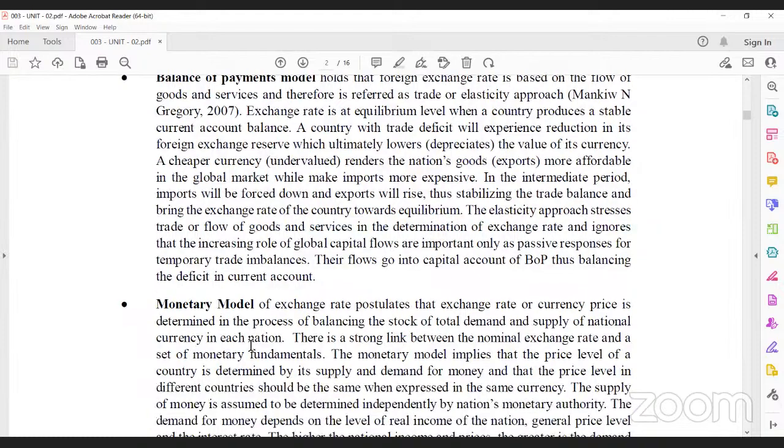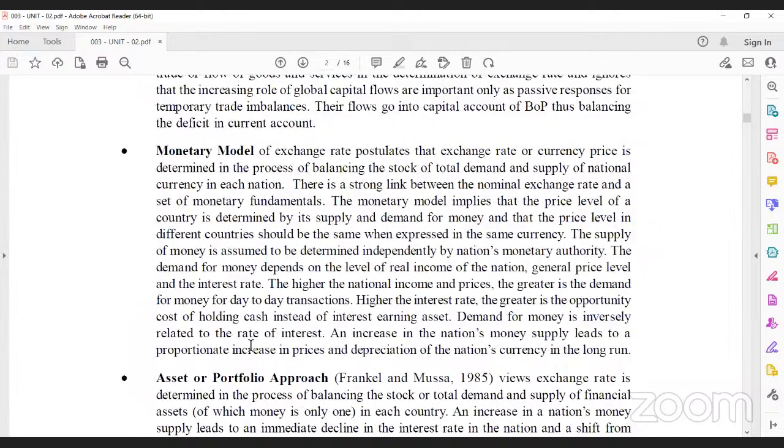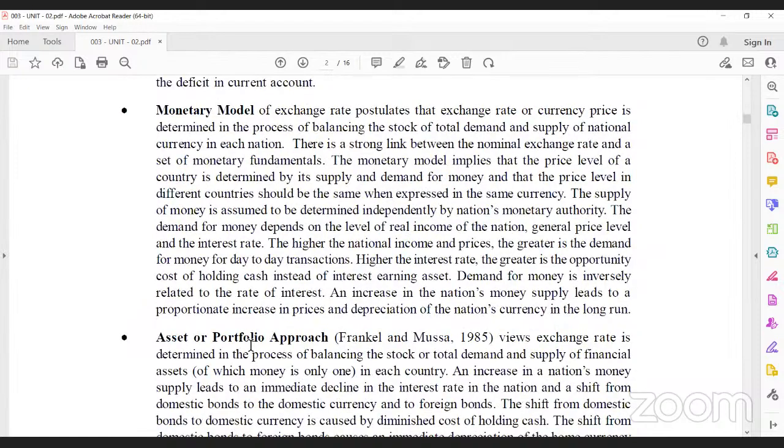Then we have the monetary model. This monetary model basically is about the price level of a country, which is determined by supply and demand for money. And this price level in different countries should be the same when expressed in the same currency. The demand for money depends on the real income of the nation.